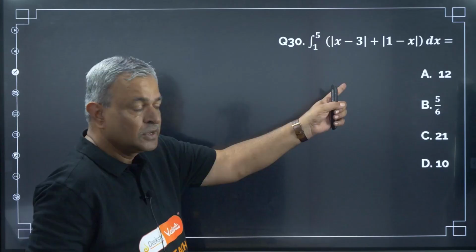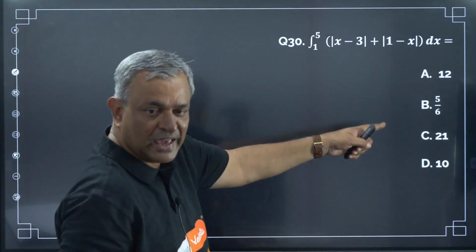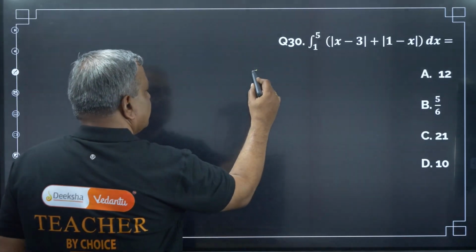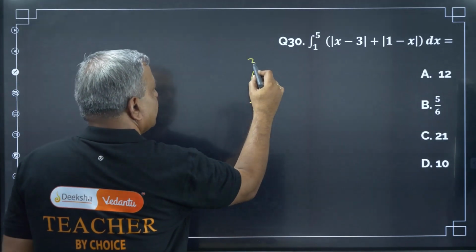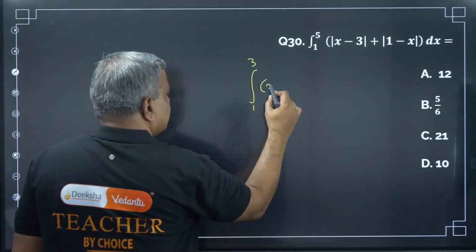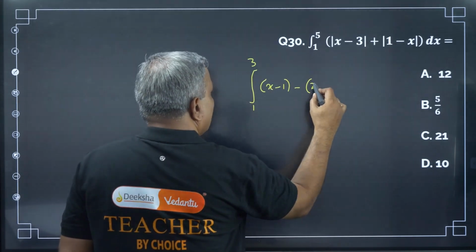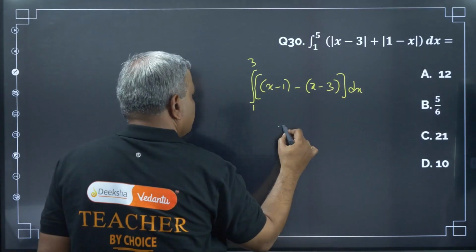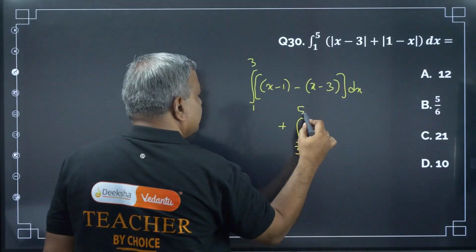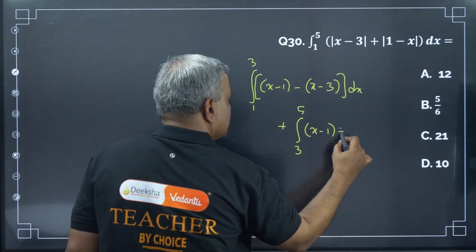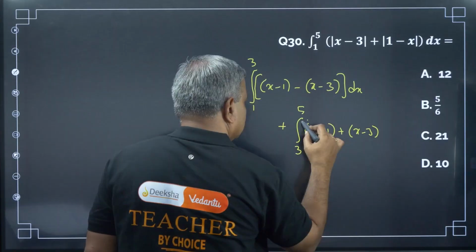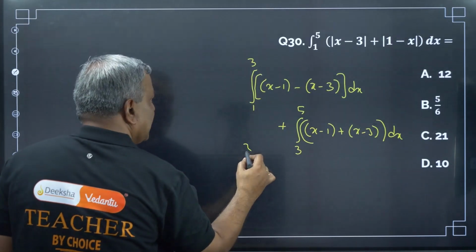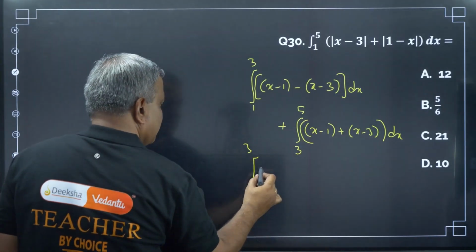Question 30, integral 1 to 5 of mod x minus 3 and x minus 1. Mod of 1 minus x can be written as x minus 1. So this integral breaks apart: 1 to 3, this can be written as x minus 1 minus (x minus 3) dx, plus integral 3 to 5, this is x minus 1 plus x minus 3. So this will give you, x and minus x will cancel, this will give you 2 dx.